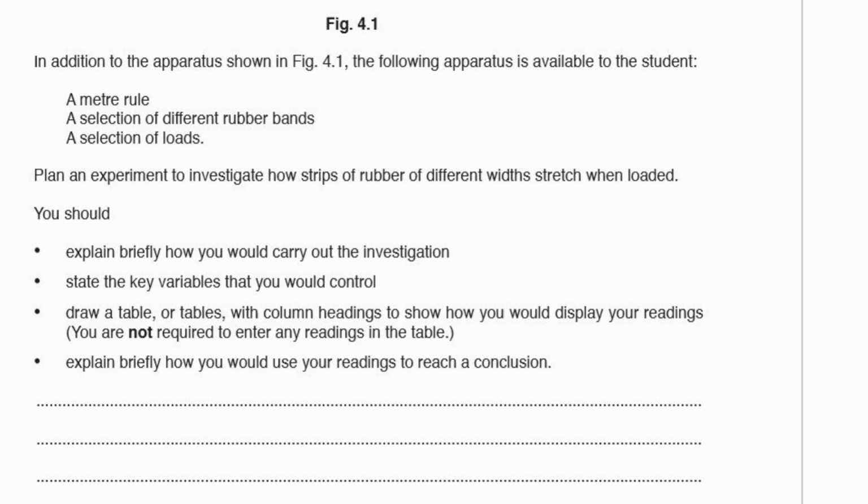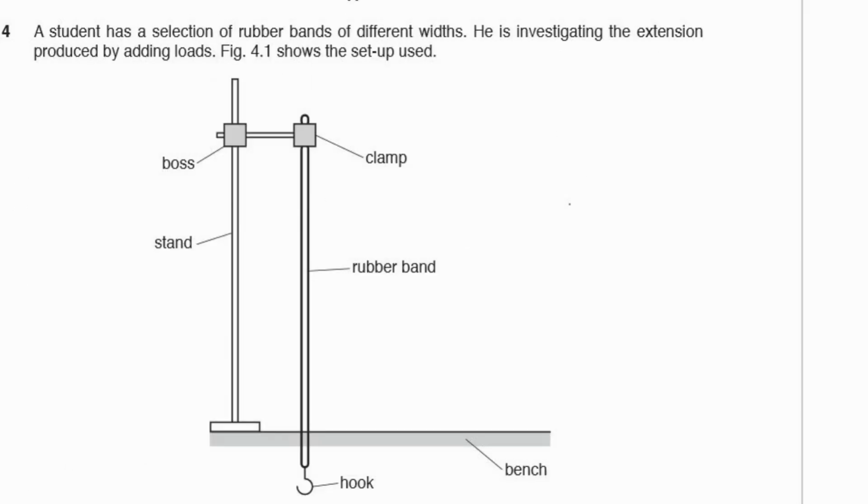Alright, so let's go up and look at that picture again and maybe analyse a bit about what we can do. Okay, so it looks to me like what we're going to be doing is hanging weights off the bottom of the hook. Rubber bands of different widths, that's what we're investigating. Got a selection. So maybe rather than hanging different weights, we hang one weight off different thicknesses of rubber band and see how they compare in terms of how much they stretch, how much they extend.